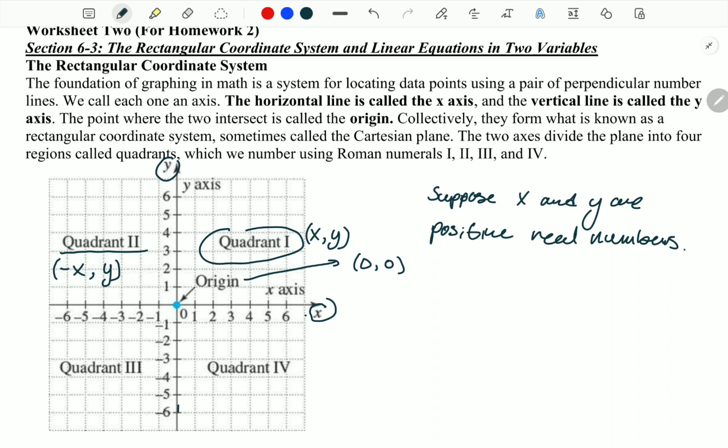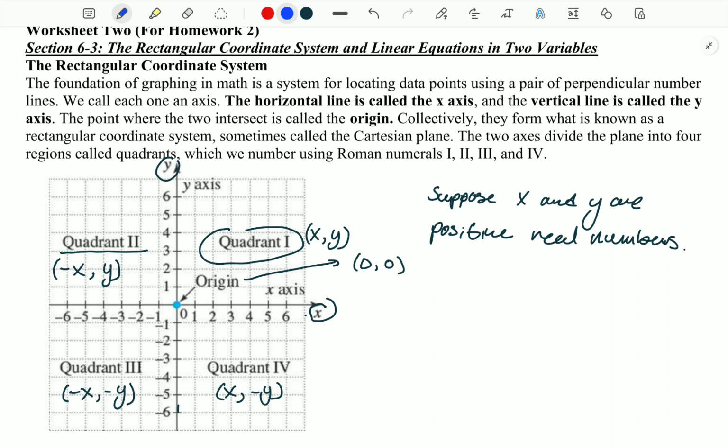Going down to quadrant 3, both the X values and the Y values are negative. Therefore, X is negative, Y is also negative. Last but certainly not least, quadrant 4, the X is positive, but the Y is negative. So positive X, negative Y. I'm going to give you guys 2 more pieces of information. And I'm going to do that when we do question number 1 in this video.